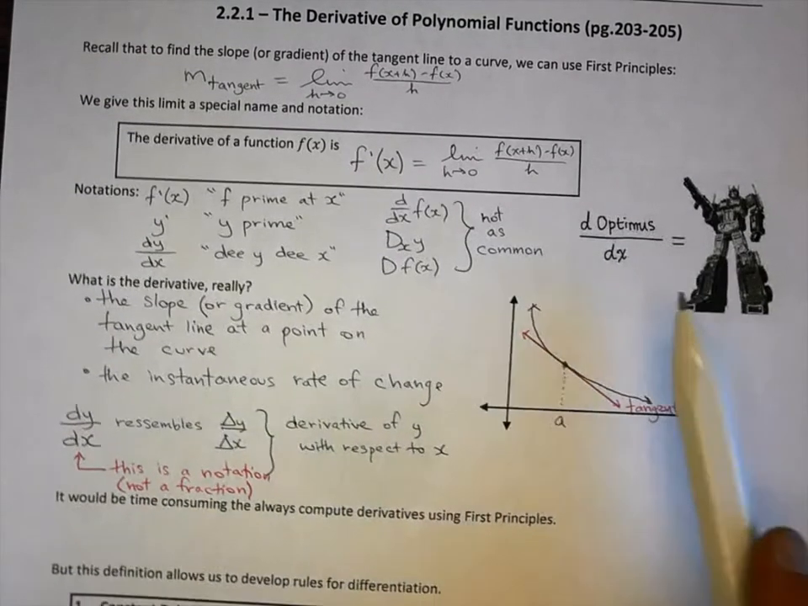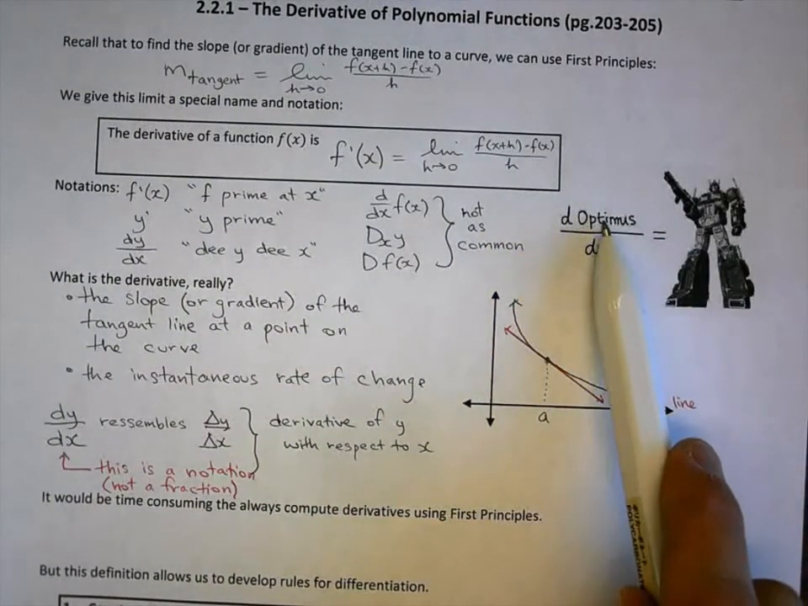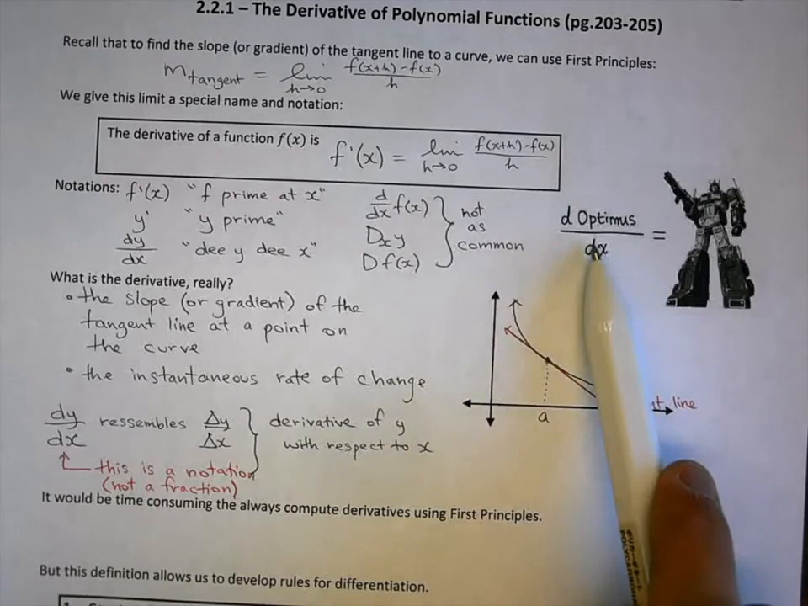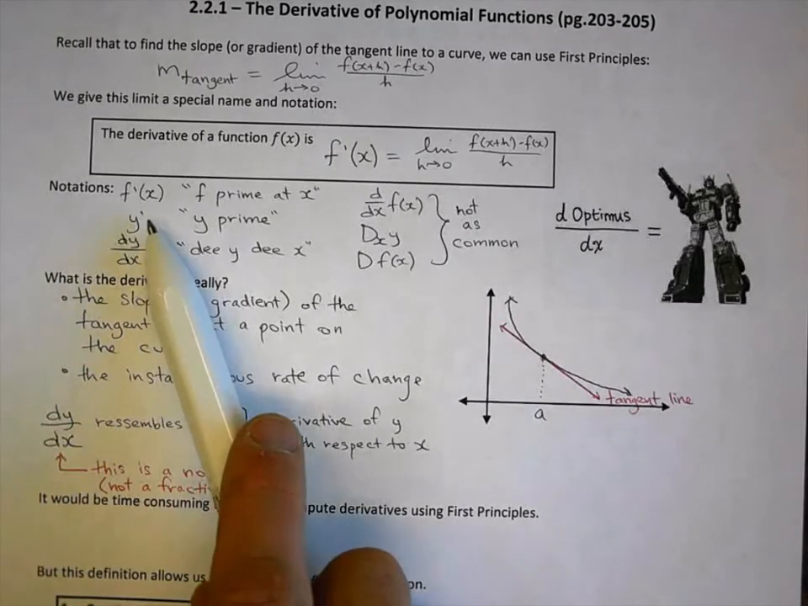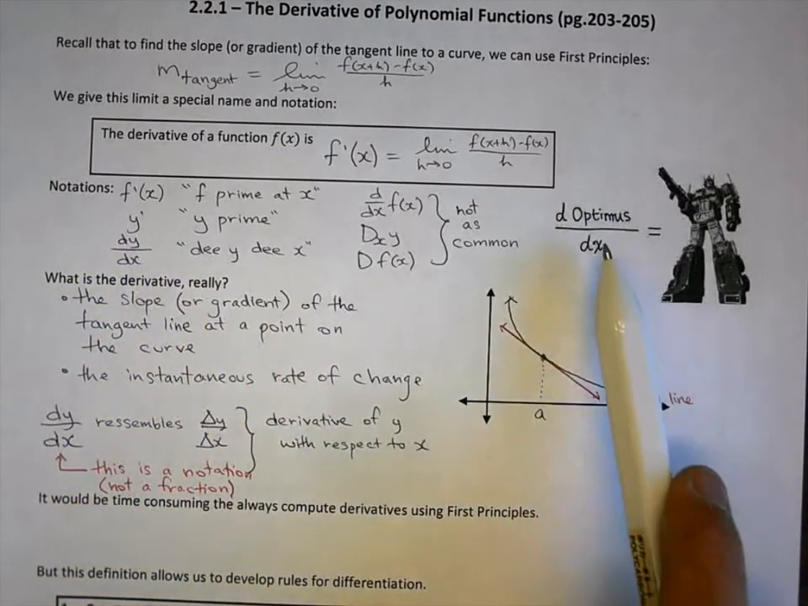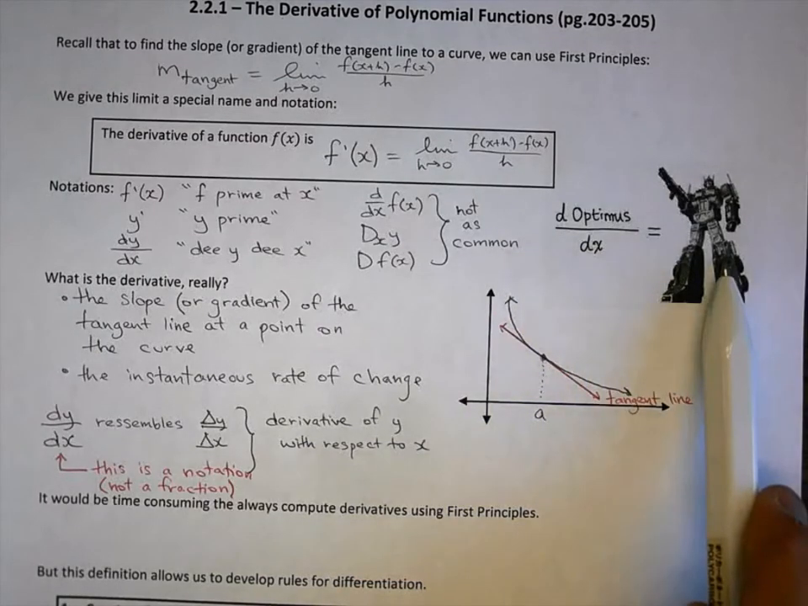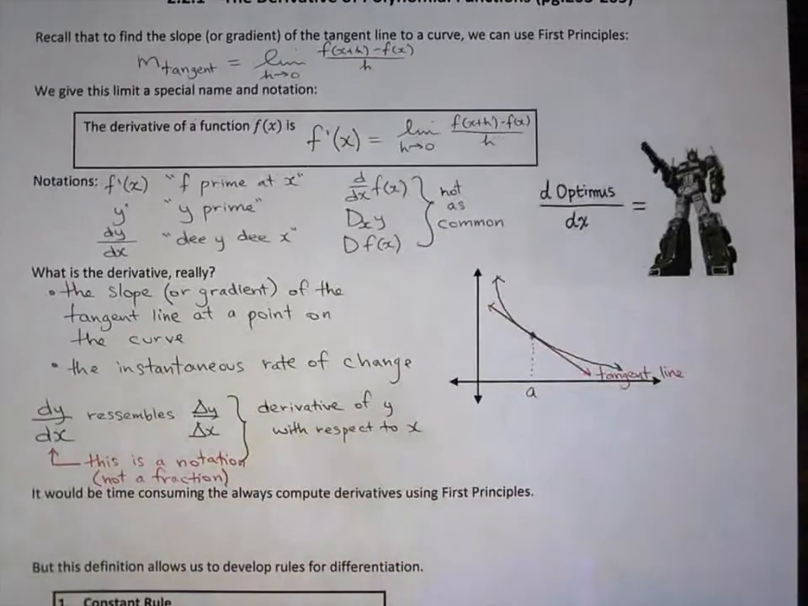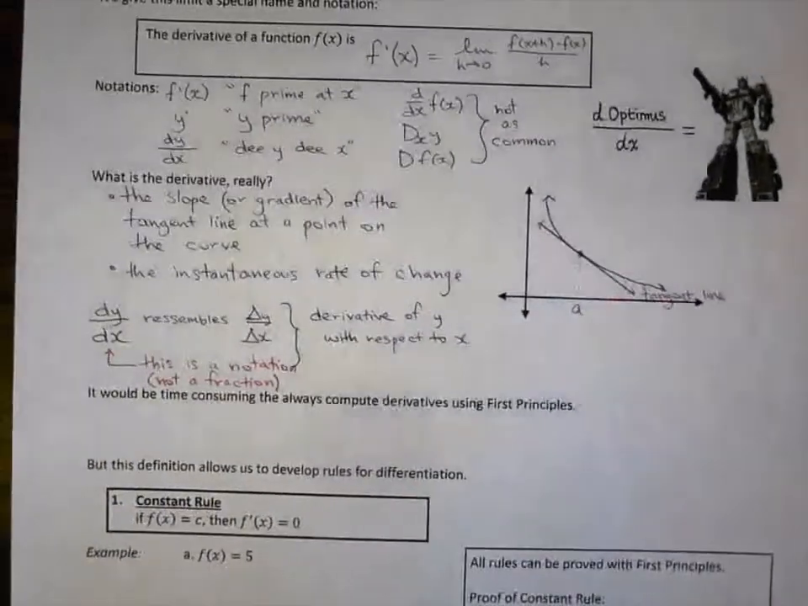Okay, and now maybe you understand this joke. The derivative of Optimus with respect to x, just like the derivative of y with respect to x, we might just call it y prime. So the derivative of Optimus with respect to x is Optimus prime. Aha, great joke.